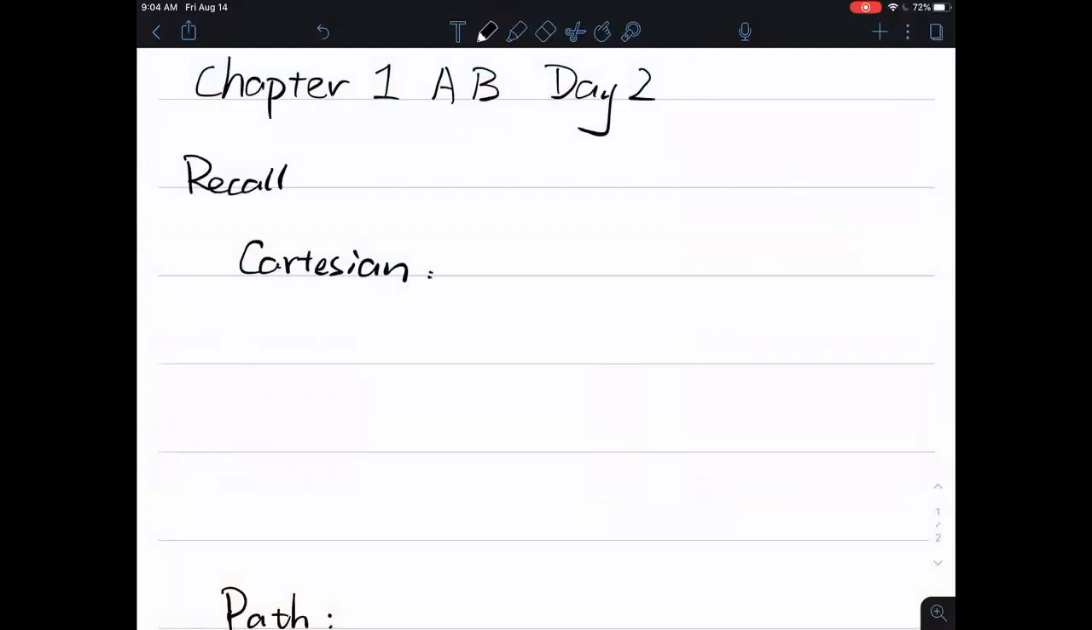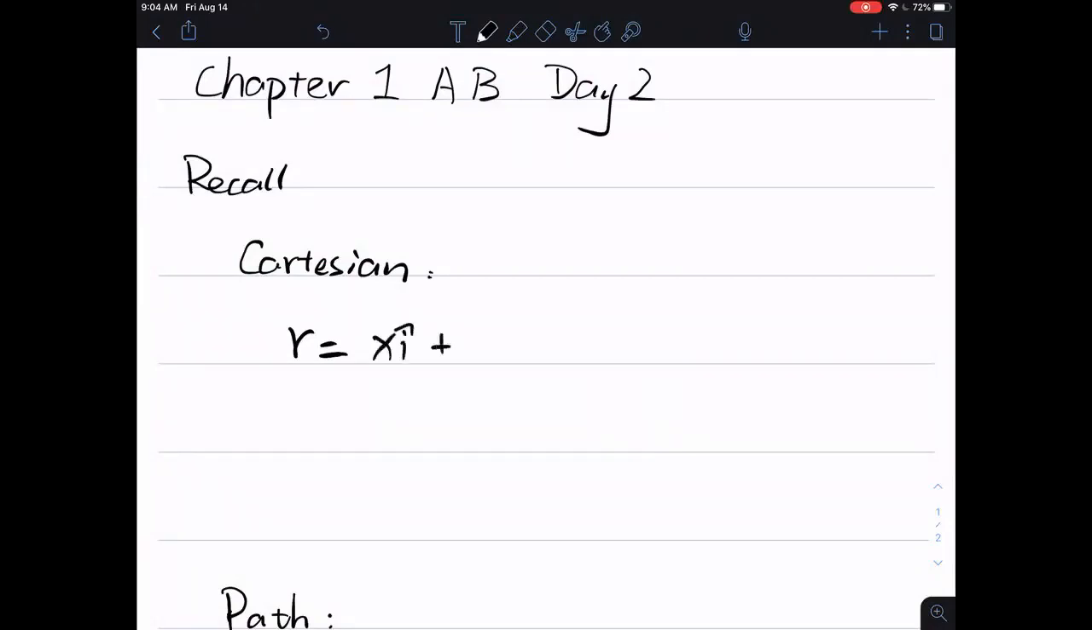What are the three equations? The names of the three equations. One is for position, velocity, and acceleration. What's the equation for position? Remember that? What are the unit vectors for Cartesian? i and j. And what is the equation for position? x i plus y j, right? It's pretty easy.